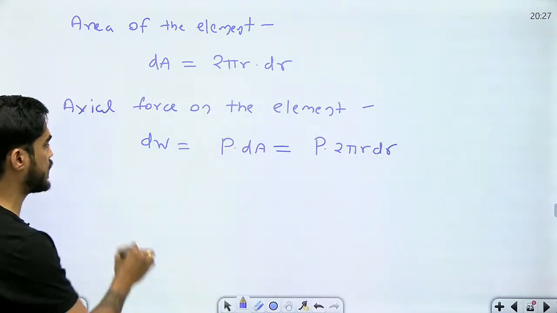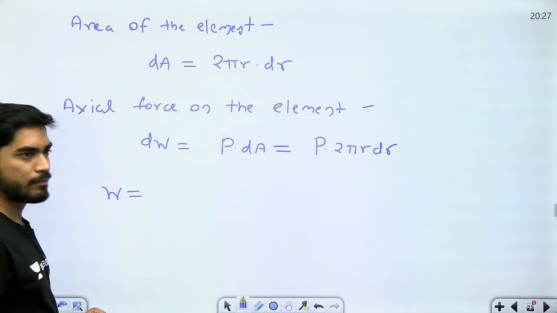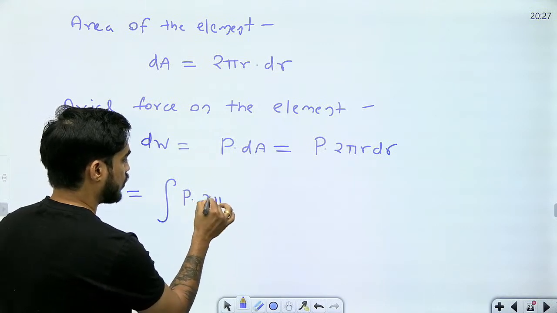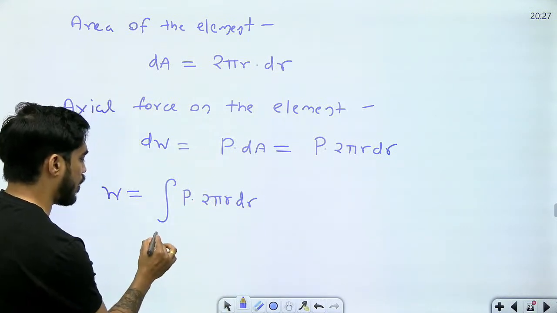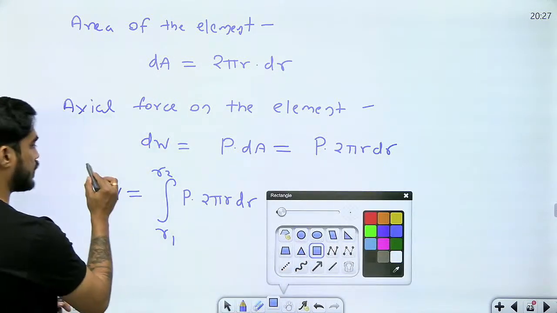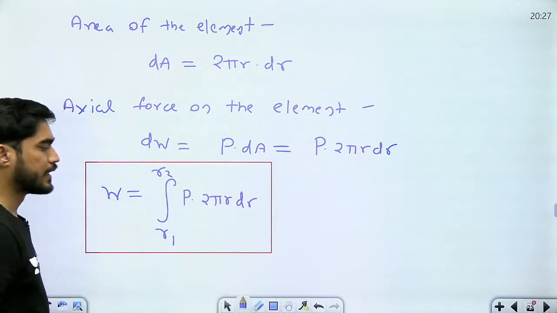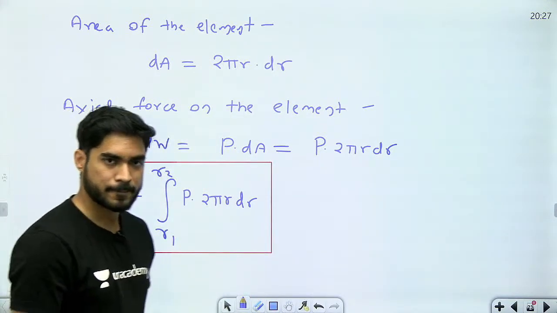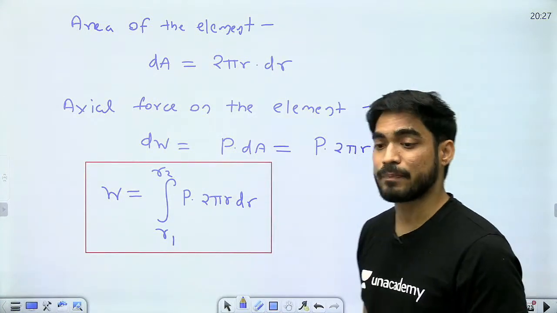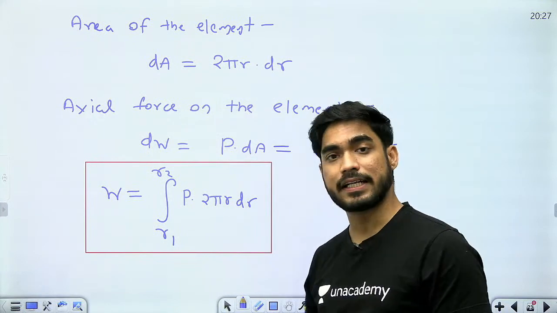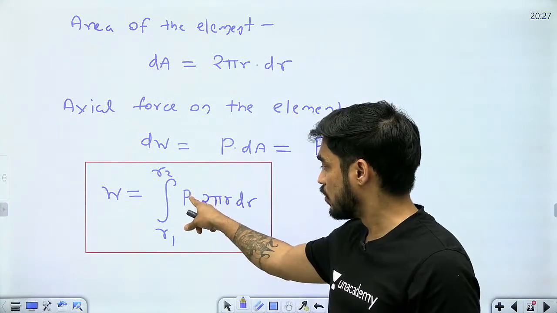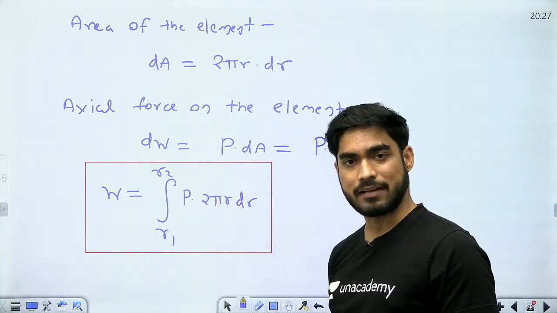So if dW is this much, what will be W? W will be equal to integration dW, means integration P into 2 pi r dr from R1 to R2. This will give me the relation between W and P. But in order to find that relation, I will have to integrate this, and right now I can't perform that integration. Why I can't perform that integration right now? Because in order to perform that integration, I need to know how this P is related to R.